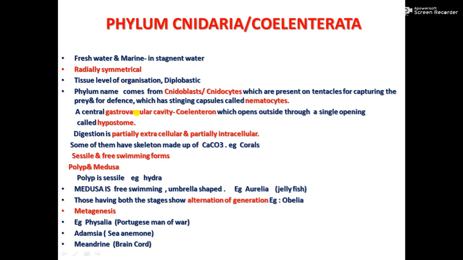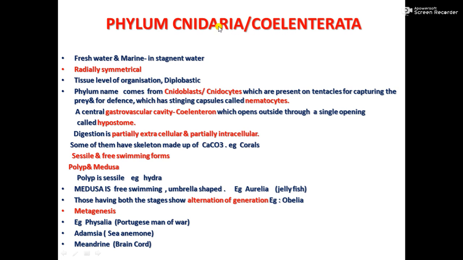Today we are going to learn the second phylum, that is phylum Cnidaria or Coelenterata. Last video I explained to you about the Porifera, the simplest phylum, and now Cnidaria. These are animals which are slightly more advanced than Porifera, though they are also simple. They also have a simple body structure.